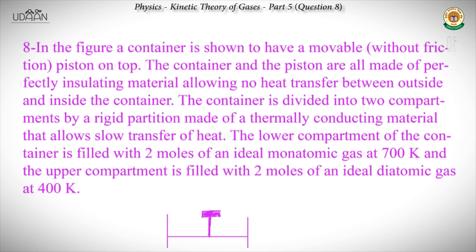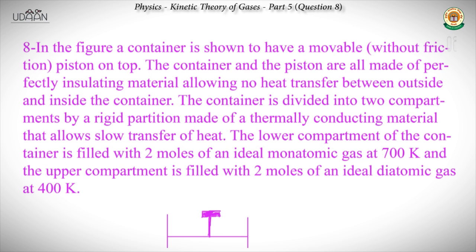Let's take a look at the 8th question. In the figure, a container is shown to have a movable, that is without friction, piston on top. The container and the piston are all made of perfectly insulating material, allowing no heat transfer between outside and inside the container. The container is divided into two compartments by a rigid partition made of a thermally conducting material that allows slow transfer of heat.